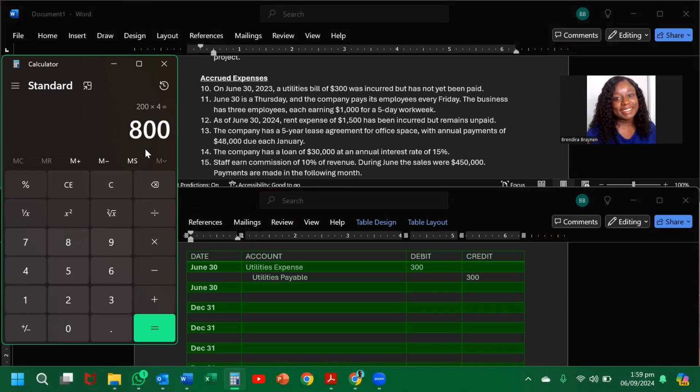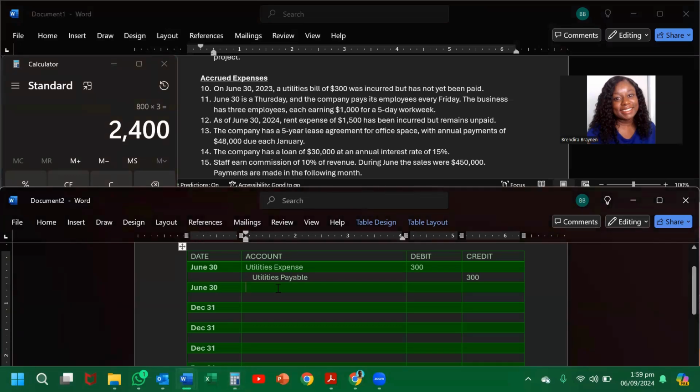I can't stop there because I have 3 employees. This $800 is only for one. So 800 times 3 gives me $2,400. $2,400 is what I need to add to my expense as the pay for the rest of June. And so again, I'm debiting an expense account. So I'll call it wages payable. Sorry, wages expense for $2,400. And as I started to say ahead of myself, wages payable would be my credit for $2,400.